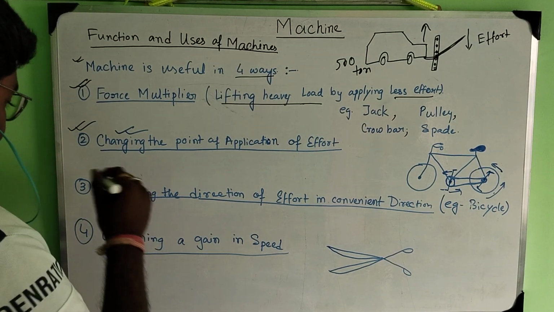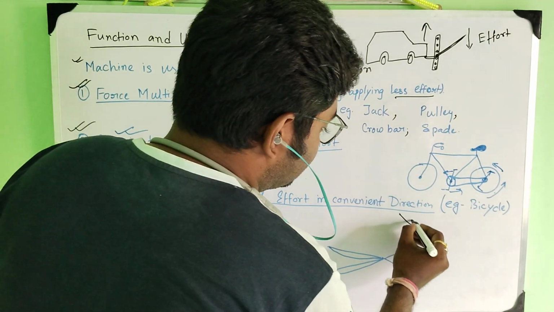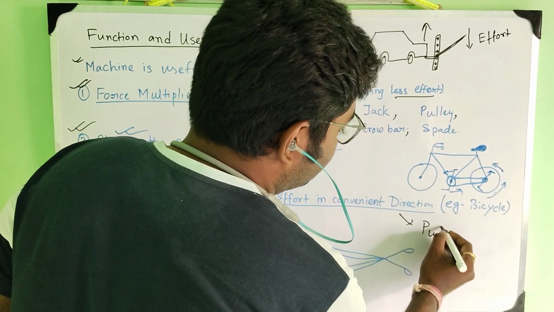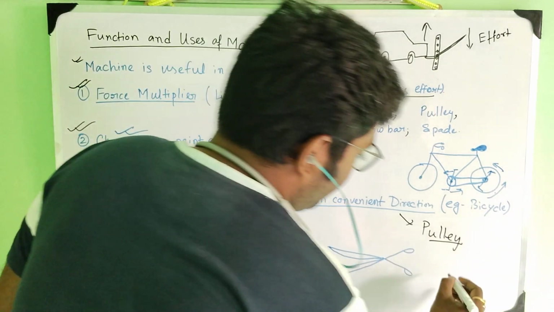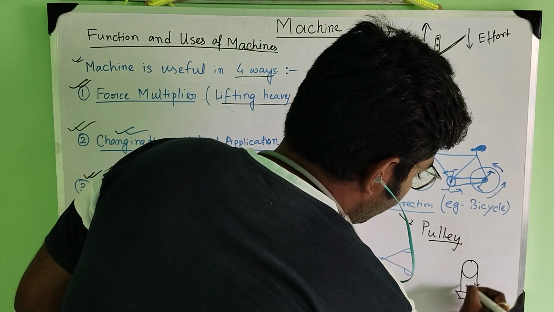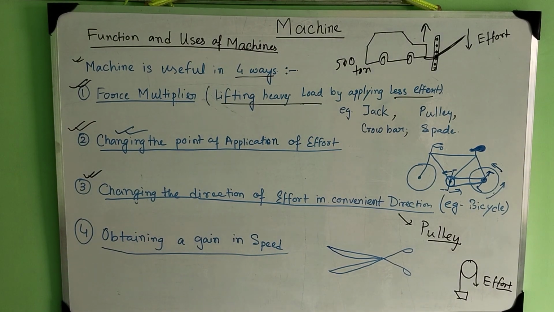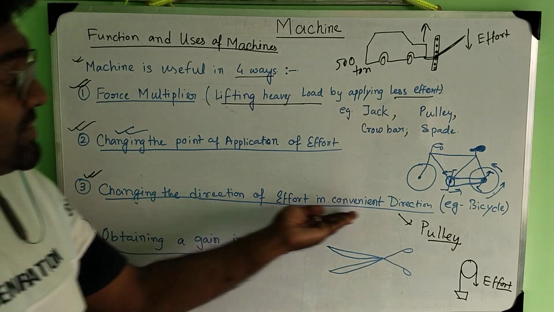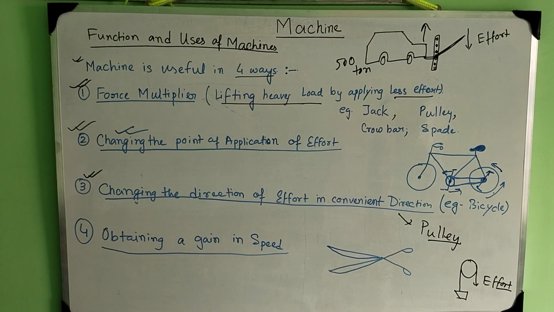Changing the direction of the effort in the convenient direction. The example here is the pulley. Just in the previous video I have given the example. What is a pulley? A pulley changes the direction of the effort in a convenient direction. Okay, so this is one use of the machine. That means by machine we can change the direction of the effort in our convenient direction by using the pulley.